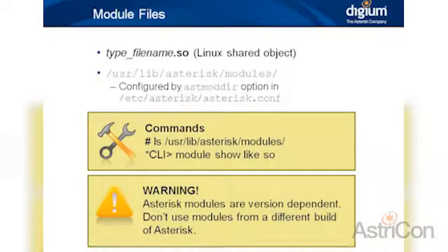So like I've just got some of the detail here. They're all going to be Linux shared objects, typically type and then file name. So if it's a channel driver, it's going to be like chan sip. If it's an application module, a dial plan application module, it's going to be like app dial or app voicemail. And this is kind of what I just showed you there. We can look at the modules.